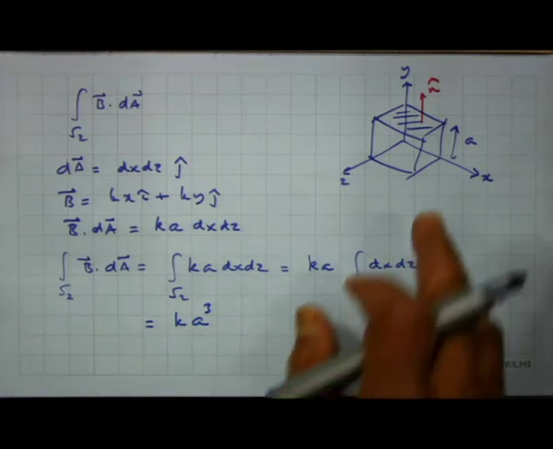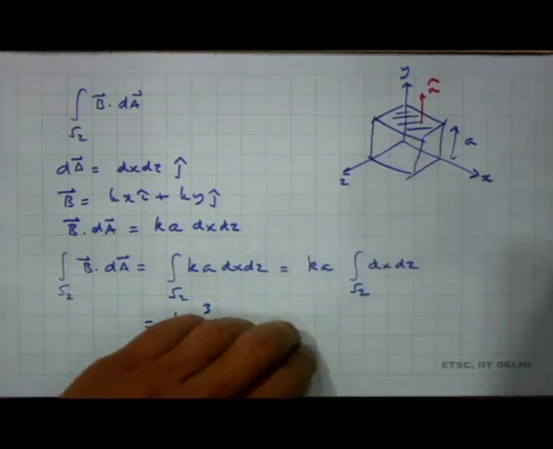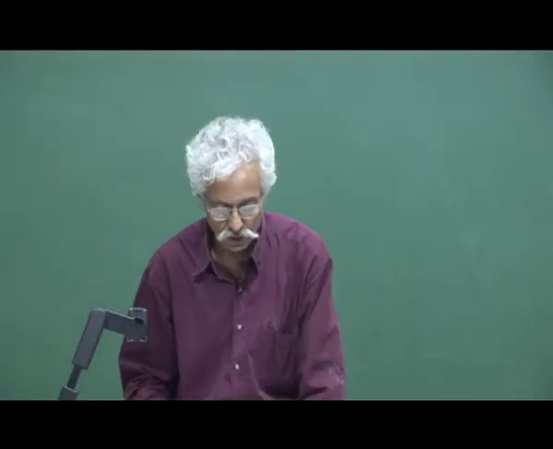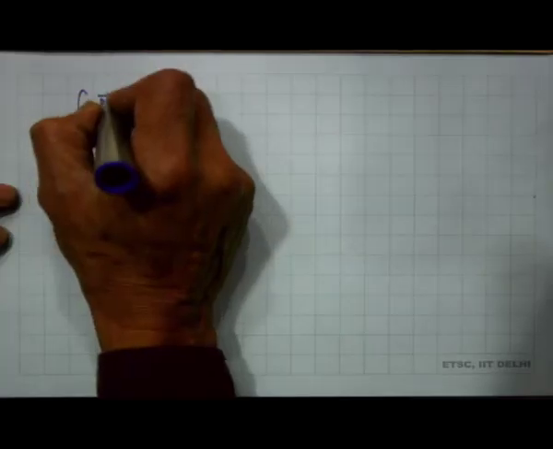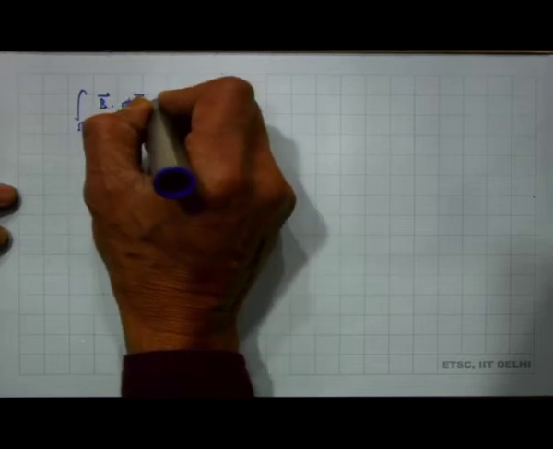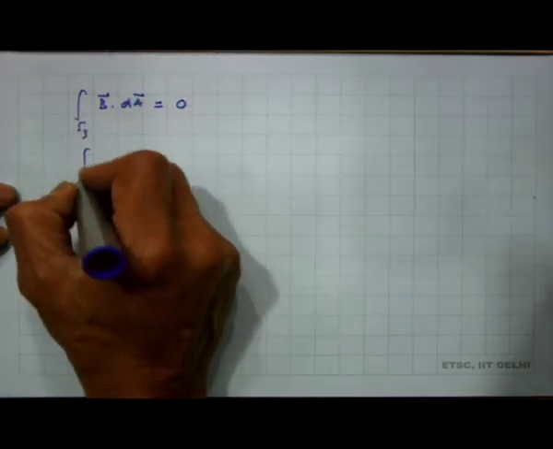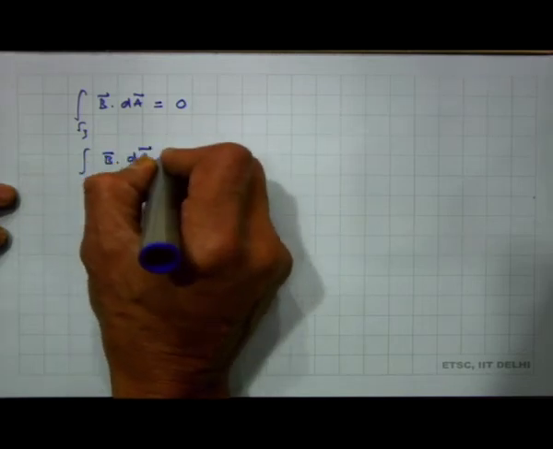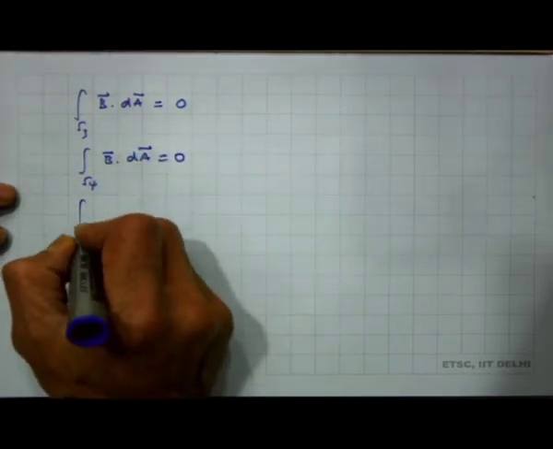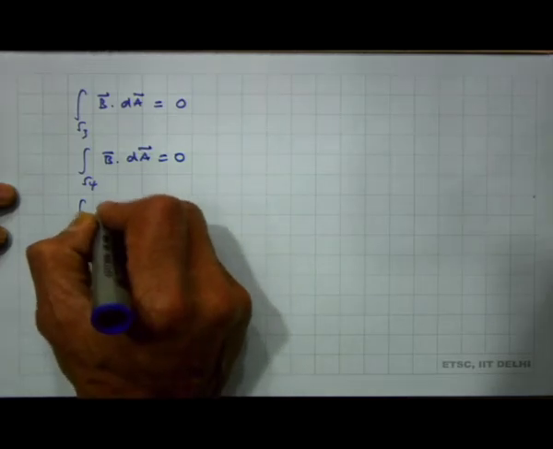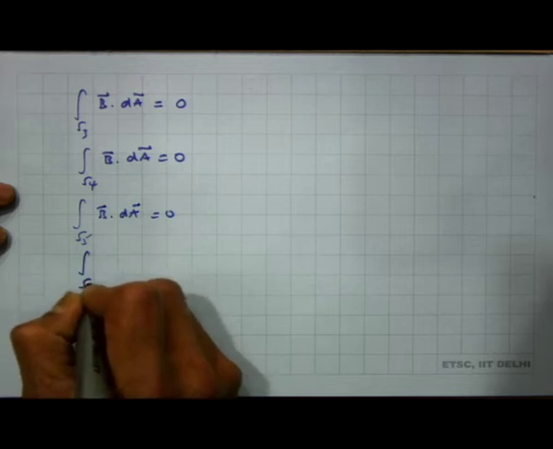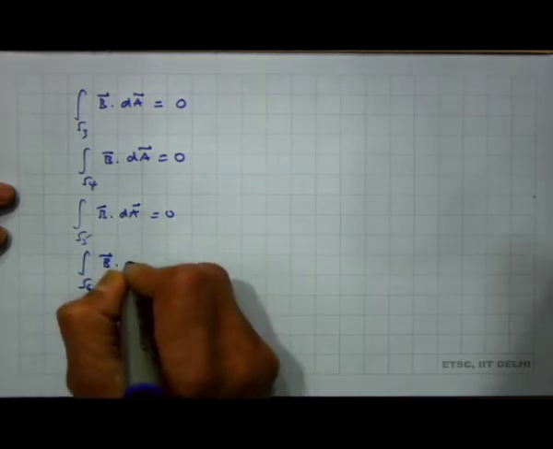So, I have evaluated over surface S1 and S2. I would like you to continue the discussion and evaluate all other integrals. Let me just give you the values here. Over S3 B dot dA will be equal to 0, over S4 B dot dA will be 0, over S5 B dot dA will be 0, and over S6 B dot dA will be 0.